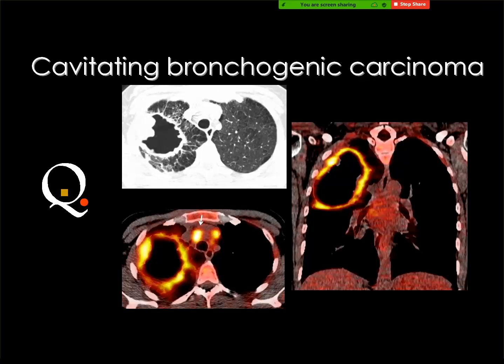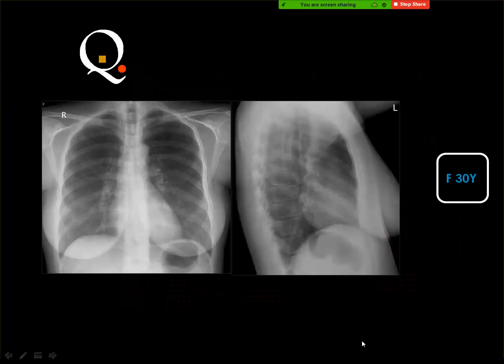Yes, and this is cavitating bronchogenic carcinoma, and you see the marked irregularity of the inner wall of the lesion. You see the metabolic activity of the tumor margin, and you see the metastatic nodes that are hypermetabolic in the mediastinum.